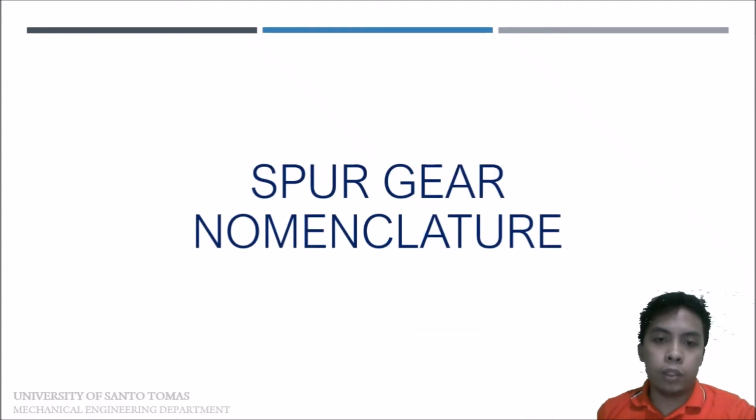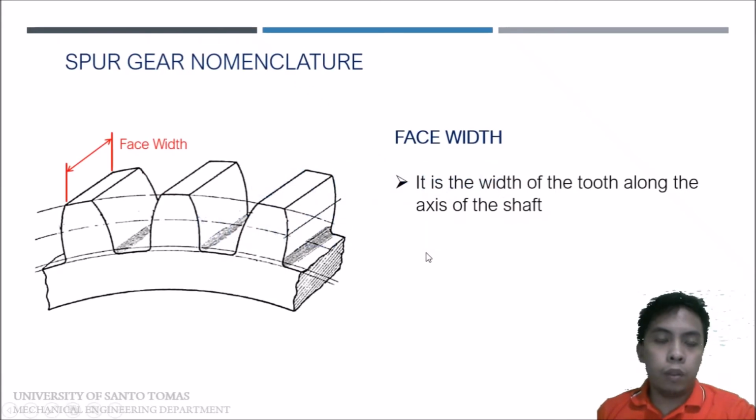Next, let's talk about spur gear nomenclature. So, ito yung mga parts ng isang spur gear. And dito tayo magpo-focus sa spur gear because ang common type of gear is spur gear. First, let's talk about face width. Face width is the width of the tooth along the axis of the shaft. So you can see here, ito yung axis of the shaft natin, ito yung ating tooth. So ito ang ating face width.